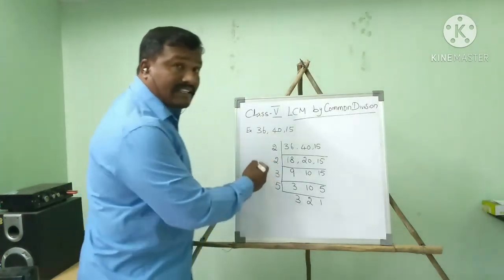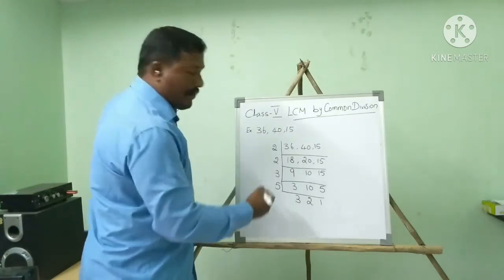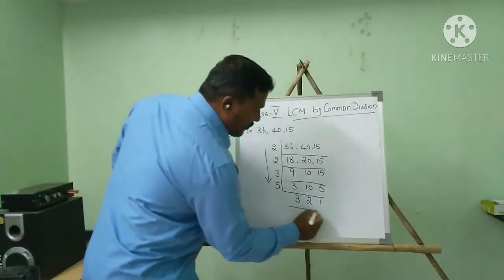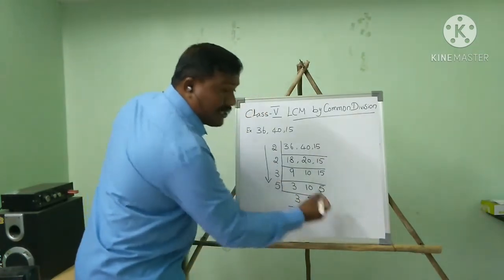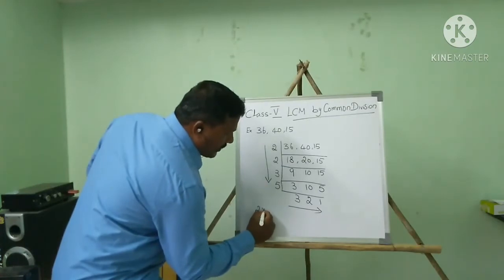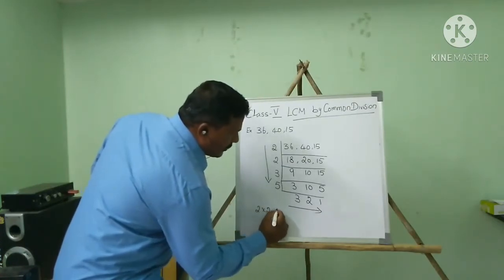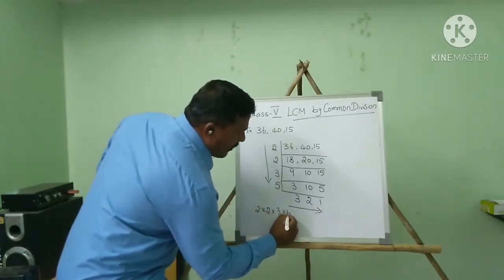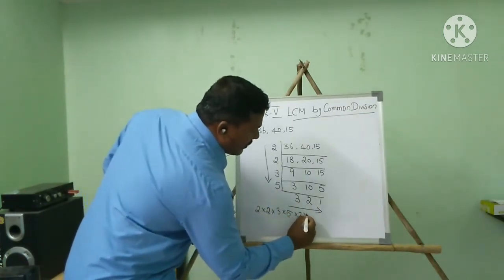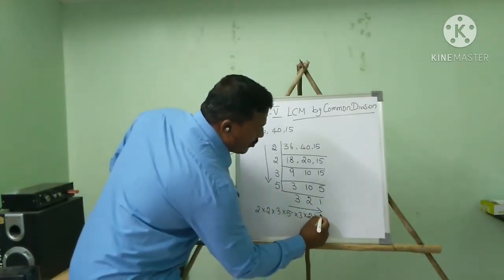Now let me collect all the factors of this number. First this row, then after this row we have to collect all the factors. So 2 into 2 into 3 into 5 this side. Now this side 3 into 2 into 1.